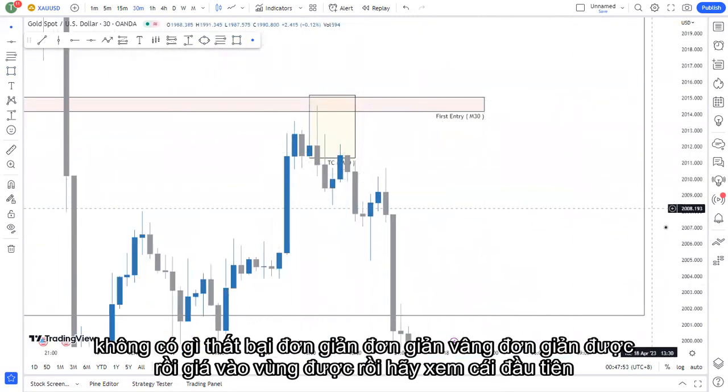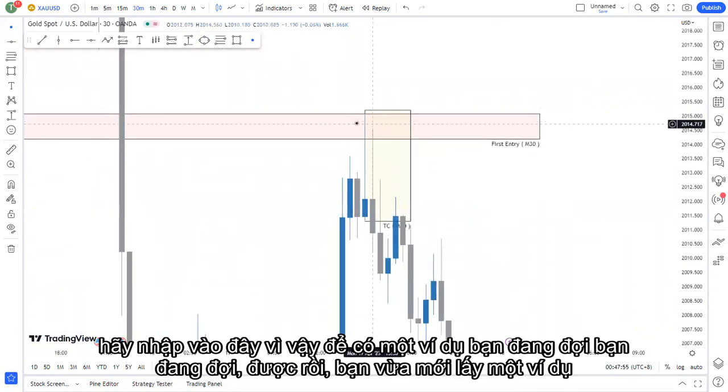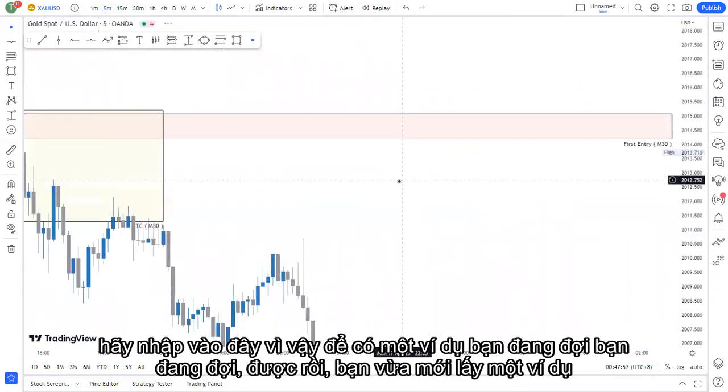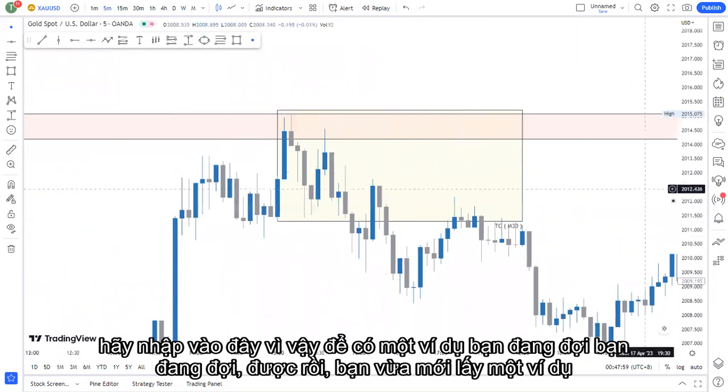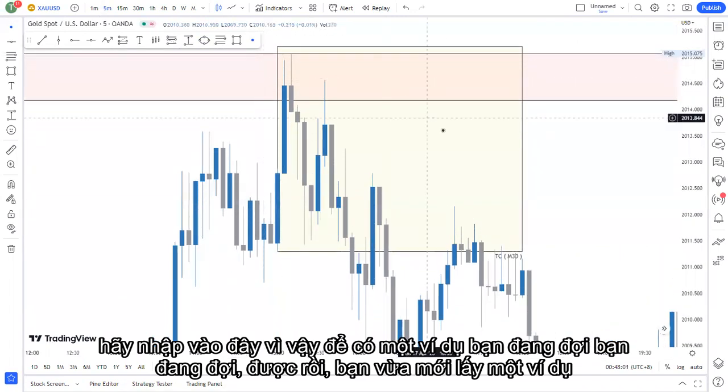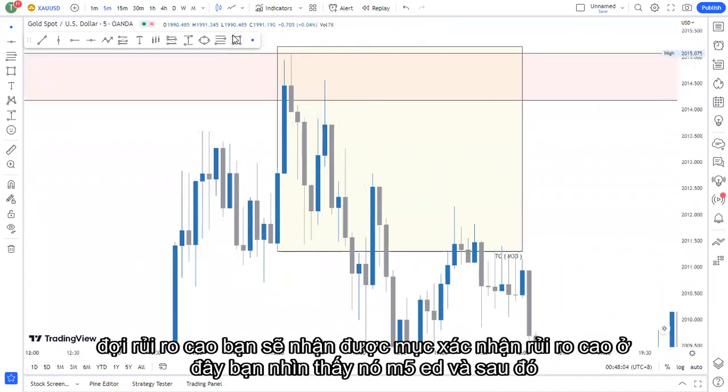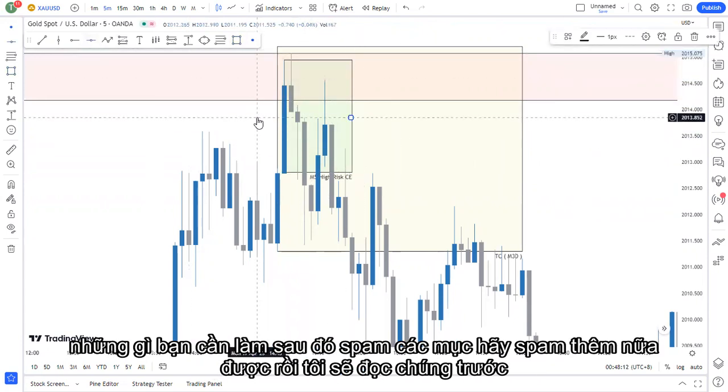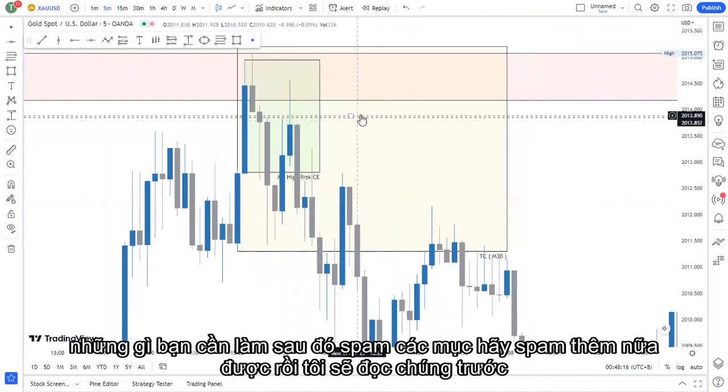The price gets into the zone. Let's see the first entry up here. So for an example, you just wait for high risk. You will get the high risk confirmation entry here. You see it? M5EG. And then what you need to do after that, spam the entries. Let's spam some more.